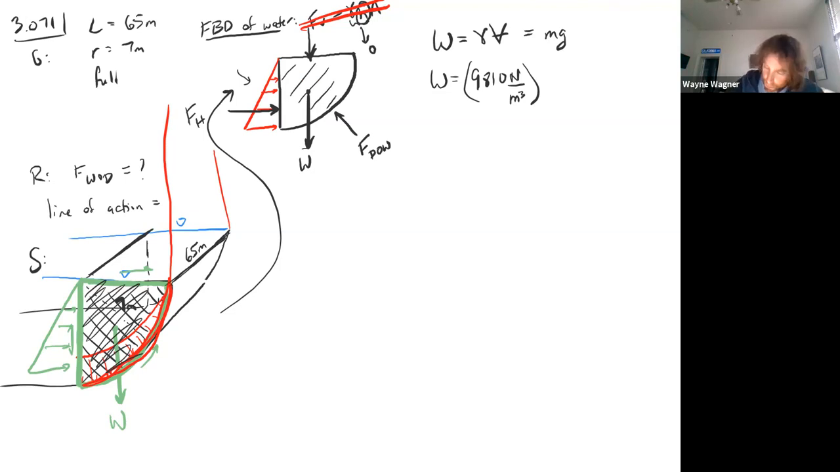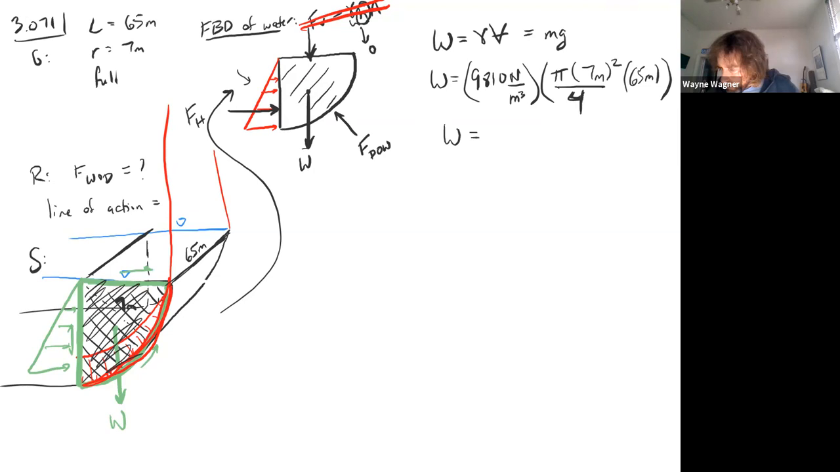So the area of a circle is pi r squared, divided by 4, because it's not a semicircle but a quarter circle, since it's only 1/4 of it. And then we multiply that times this height, which is 65 meters. And the radius here was 7 meters. So the weight of this thing is just all of that: 9810 times pi times 49 divided by 4 times 65. Some really massive number.